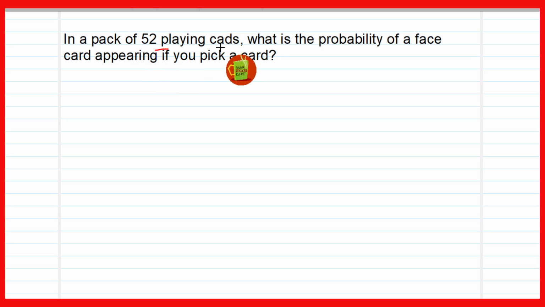Now see the next question. In a pack of 52 playing cards, what is the probability of a face card appearing if you pick a card? There are total 52 playing cards, so the total number of outcomes will be equal to what? 52, because whenever you pick up a card, you will pick up that card out of the 52 cards, so there will be 52 total number of outcomes. So total outcomes will be equal to 52. And what are favorable? Only face cards are favorable.